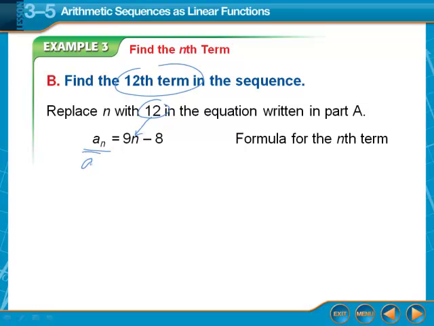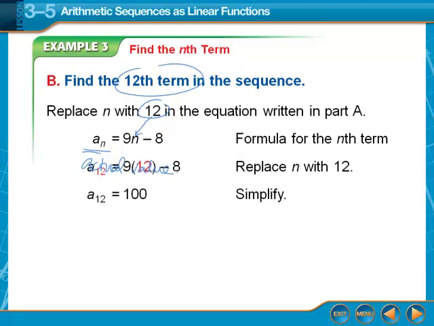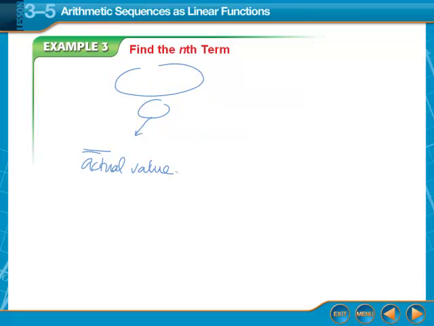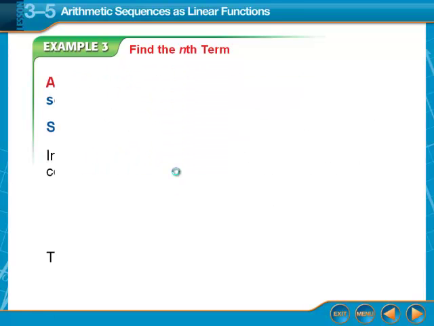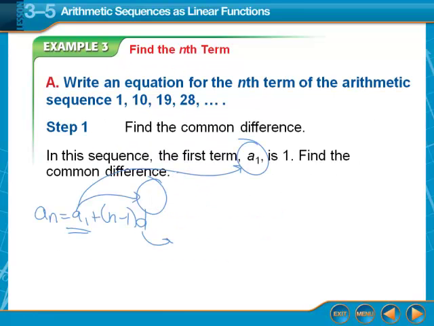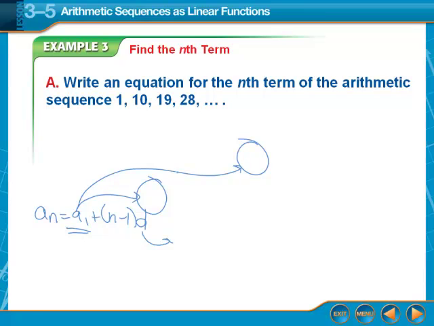This is going to tell me the actual value. And in this case, it would be 100. So the 12th term is 100, if I continue the sequence out. What I want to do is go back to that original page and talk about an alternative way to solve this that I think you might find to be easier.